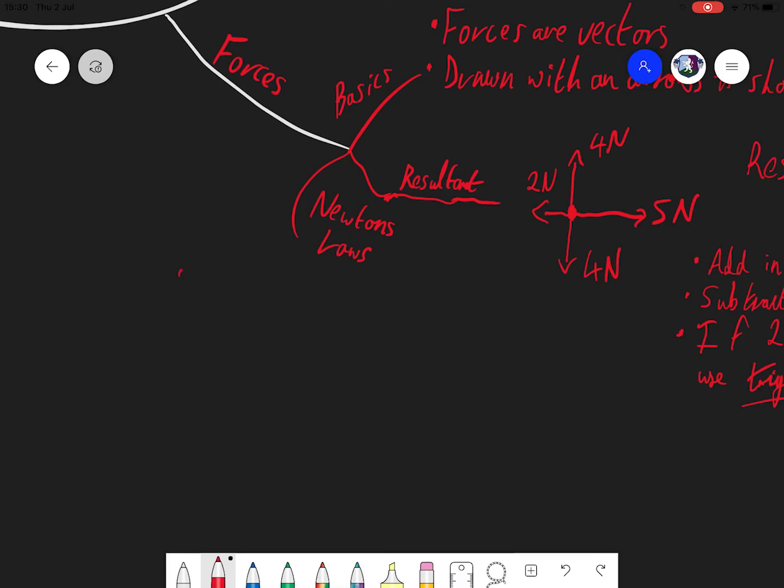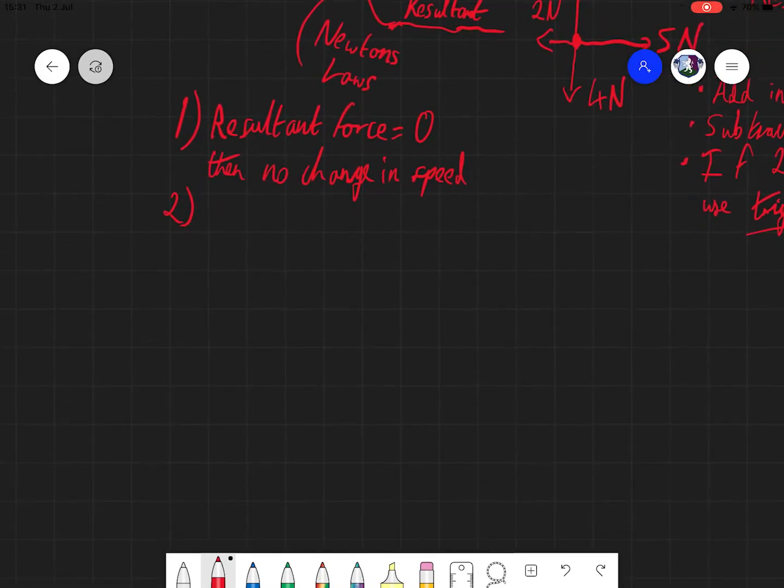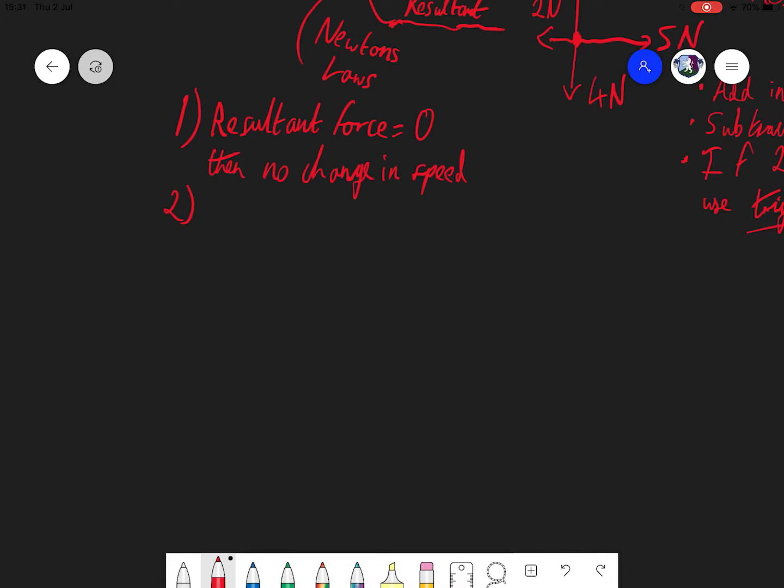Now, as far as Newton's laws go, you need to be able to define the 3 laws and identify them in different case examples. Luckily, they can be simplified quite easily. The first law is to do with resultant forces being equal to 0. If you have no resultant force, so every force is cancelled out, then you will have no change to the motion, so no change in speed. An object that's stationary stays stationary. Anything that's moving continues at that constant speed.